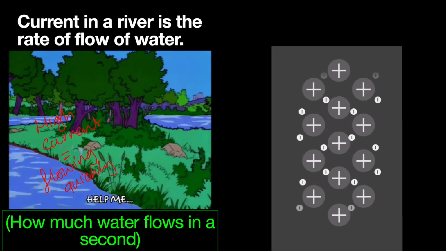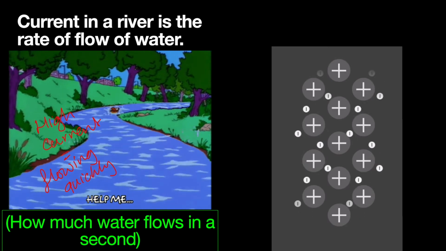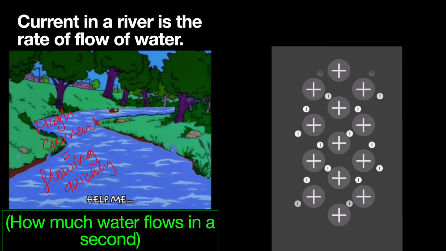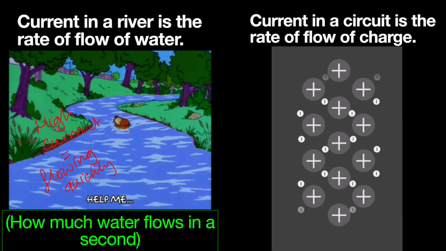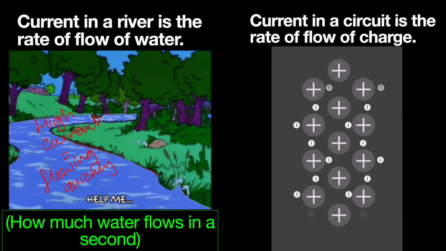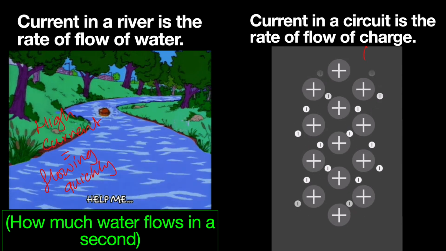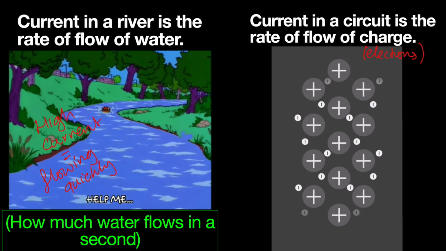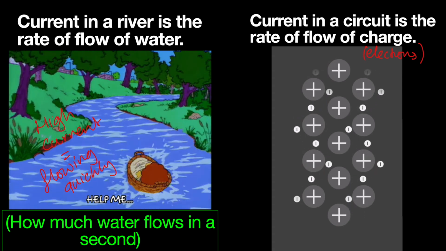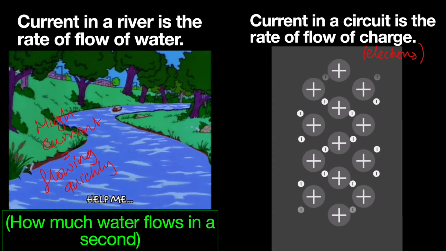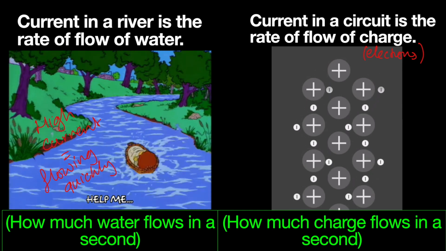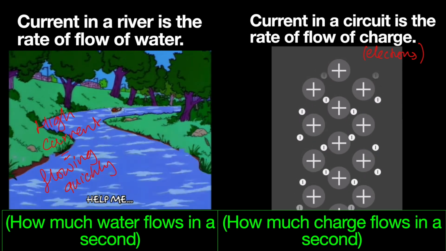In a circuit, however, it's very similar but slightly different. The current in a circuit is the rate of flow of charge. In this case, the charge is electrons. So just like the river, it's how much charge flows in 1 second. Let's take a look at an example in a circuit.